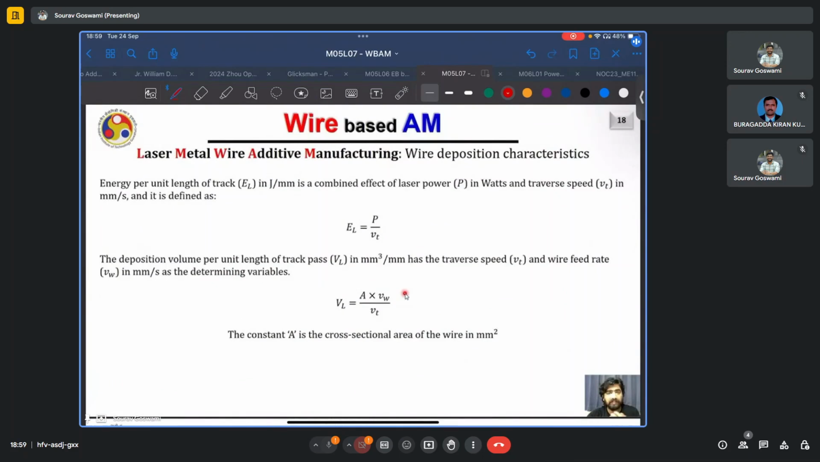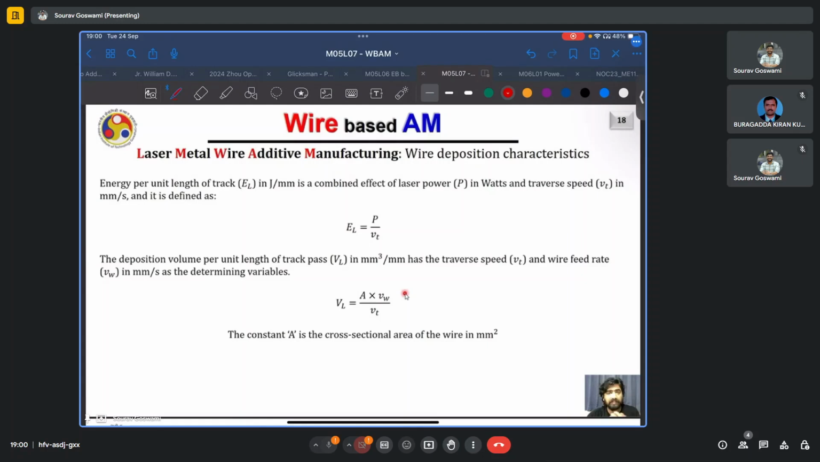The wire deposition characteristics are often studied under the purview of the energy densities, which may either be a linear energy density or energy per unit length, an area energy density or energy input per unit area, or a volumetric energy density, that is, the energy input per unit volume.